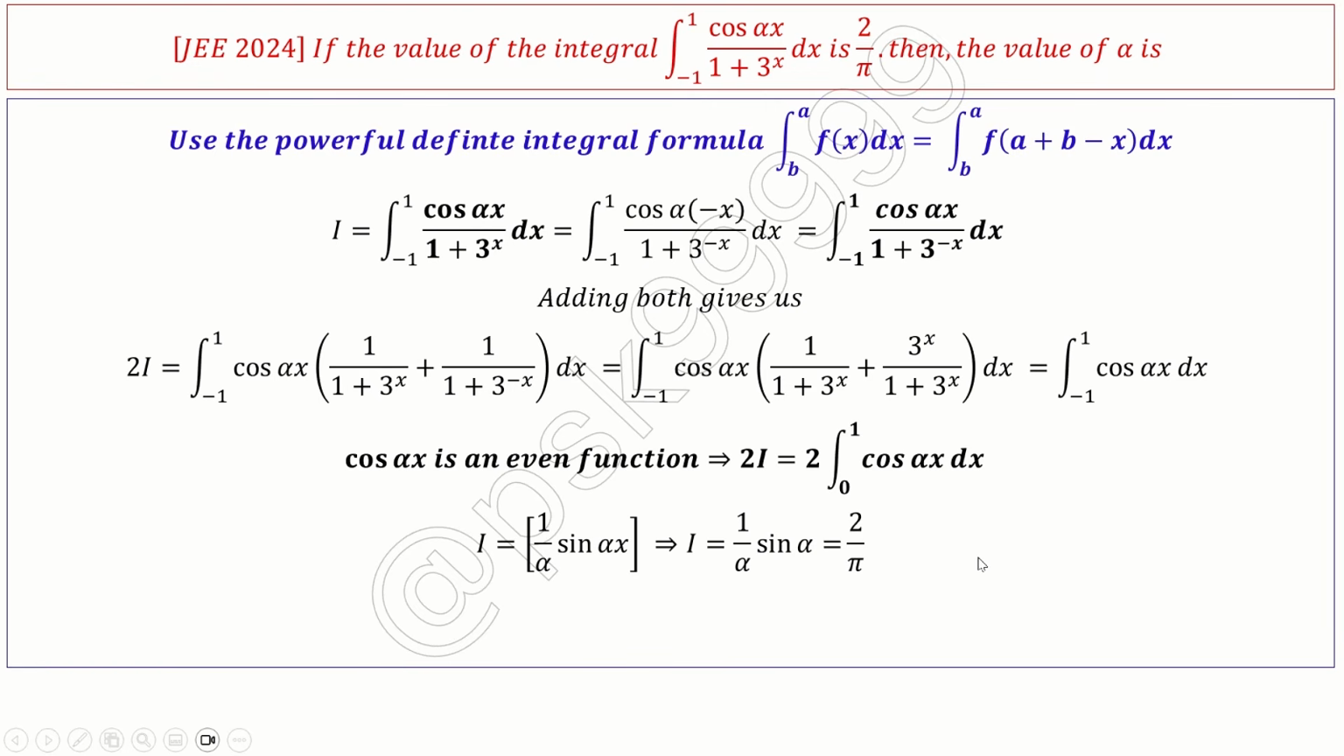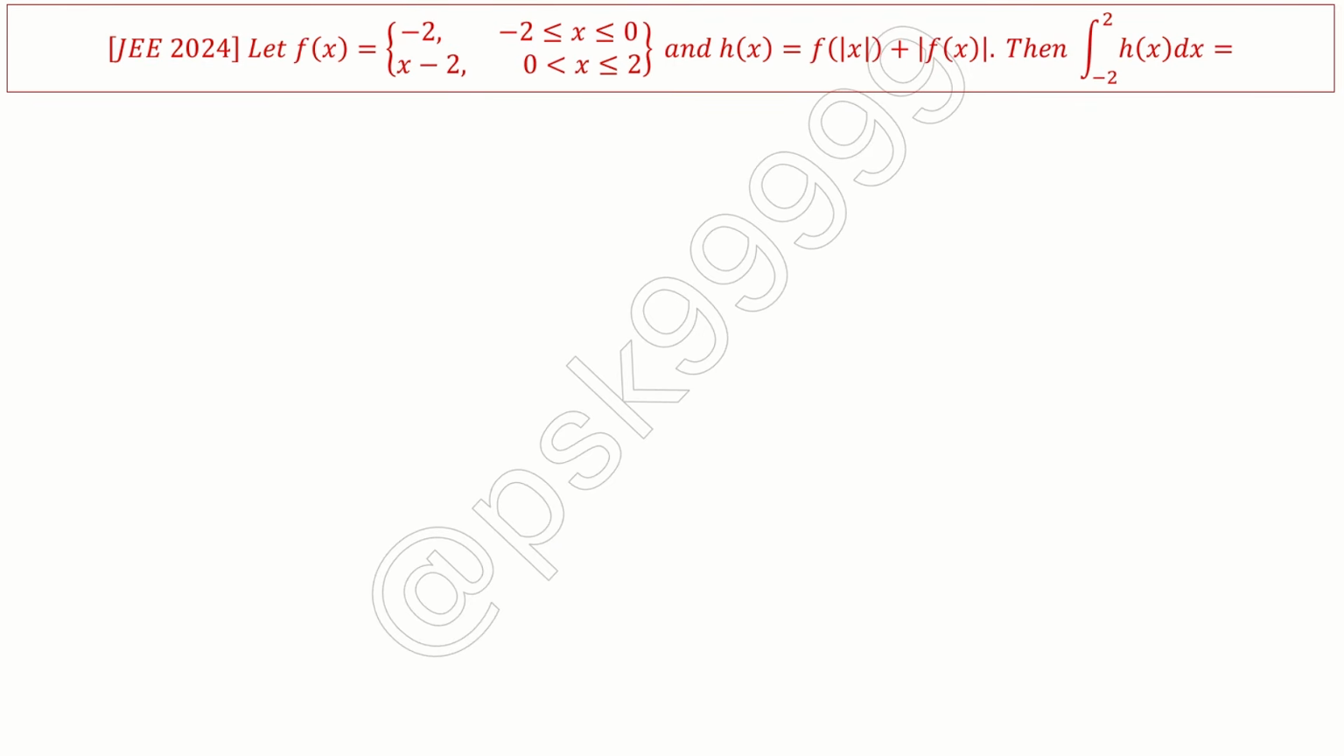So think what will be the possible values. If you take alpha equal to pi by 2, sin alpha is 1 and 1 by alpha is 2 by pi. Correct? So alpha is pi by 2, which is straightforward. Okay, next.